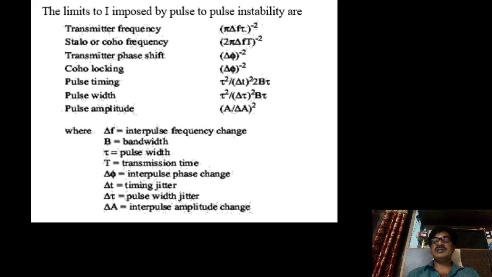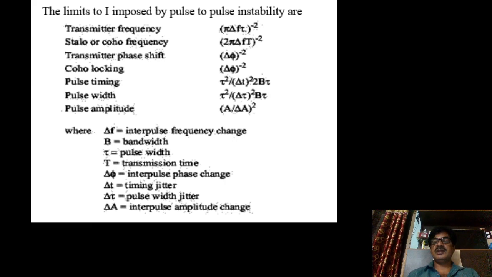With reference to pulse timing, I is directly proportional to tau squared divided by delta t squared. Similarly, with reference to pulse width, the same equation can be taken, and with reference to pulse amplitude, I is given as A divided by delta A whole squared. So these equations represent how I is related to different transmitter and receiver parameters.